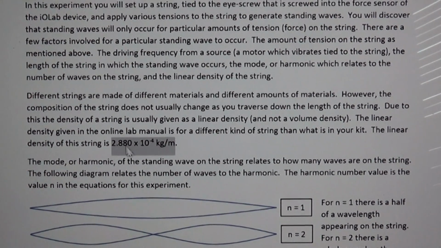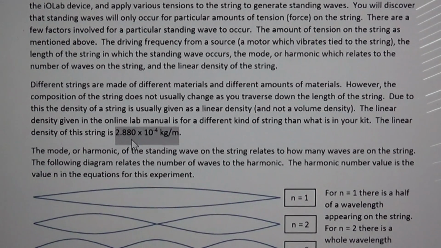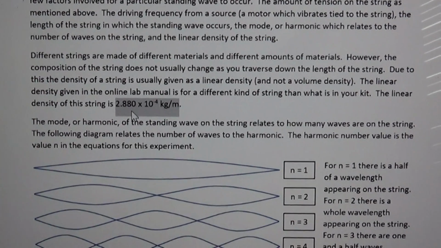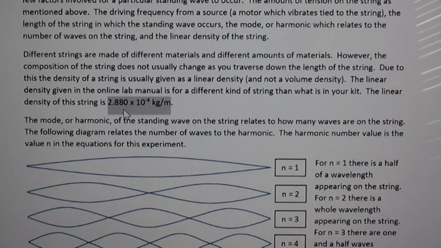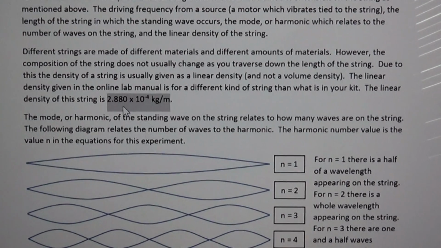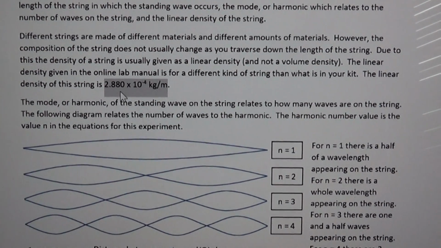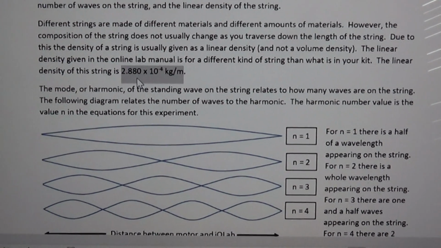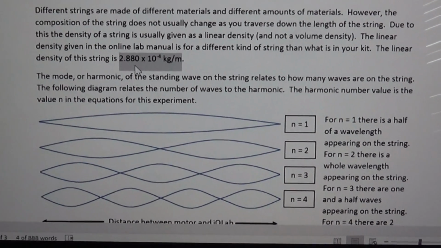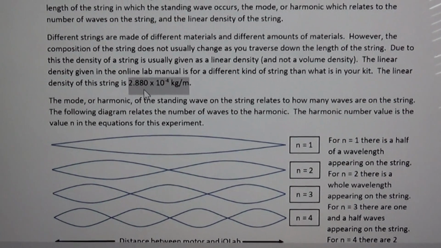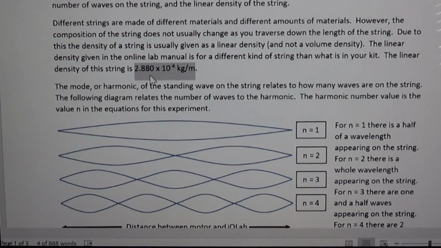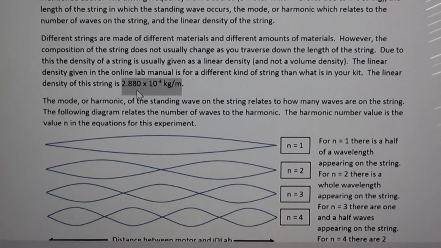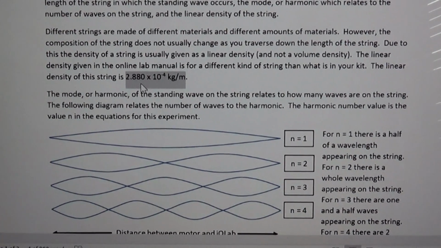Right now, go ahead and write this down in your notes, or you can write it down on your Excel worksheet. At the bottom of the worksheet, you have the handbook value for the coefficient of linear density, or the linear density coefficient, as being 2.88 times 10 to the minus 4, or you can write it as 2.88E minus 4. Now, the online lab manual gives the linear density of the string as 2.35 times 10 to the minus 4. Make sure you don't use that one, because you have a different string in your kit.